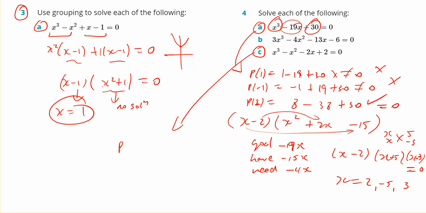For part C, you do the same thing. So try P of 1 equals 0. Does that equal 0? 1 minus 1 minus 2 plus 2. Yep, it does equal 0. So x minus 1 is a factor. So I'm just going to put that at the front.